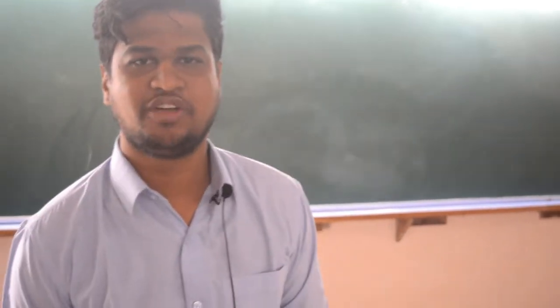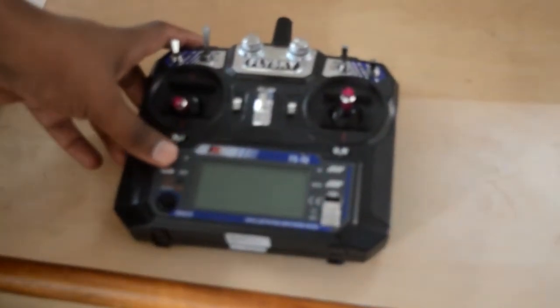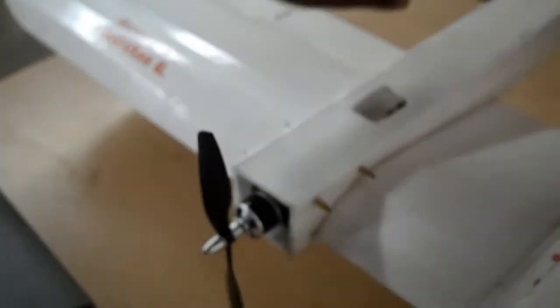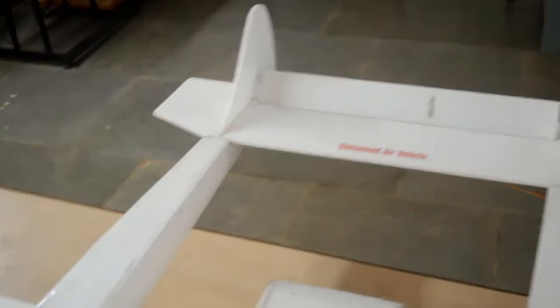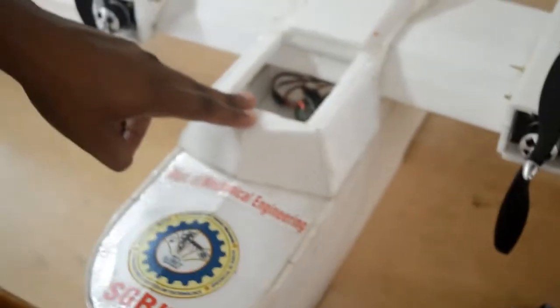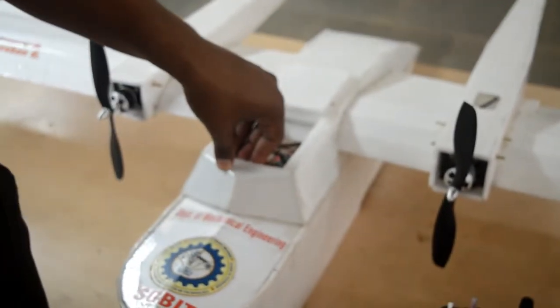So now I'll explain the components of our model. The main component is the transmitter, which is a 6-channel transmitter. It has a 6-channel receiver. The first channel is connected to the ailerons, and the second to the elevators. The third is connected to the right motor, the fourth is blank, and the fifth is connected to the left motor. The sixth is also blank. These 2 blank channels help us with further modification, such as a drop mechanism or any other process.